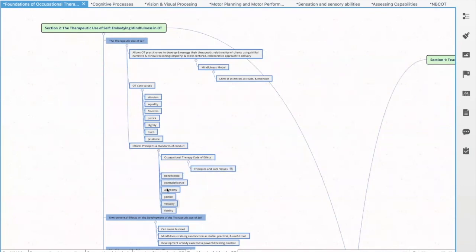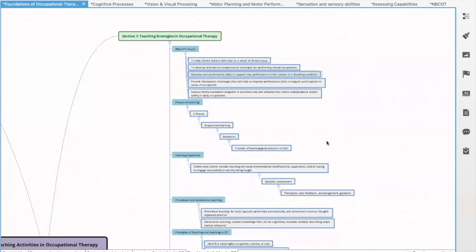I like that this concept map included each core value and ethics, but I wanted to take it a little bit further. And actually, I linked a document for the AOTA's Occupational Therapy Code of Ethics. This goes through and gives the definition for each core value. So we have altruism, equality, justice, freedom. And if you keep scrolling down, we also have the definitions for each principle. So I really liked adding that in so I can go directly to the source and get it from AOTA.